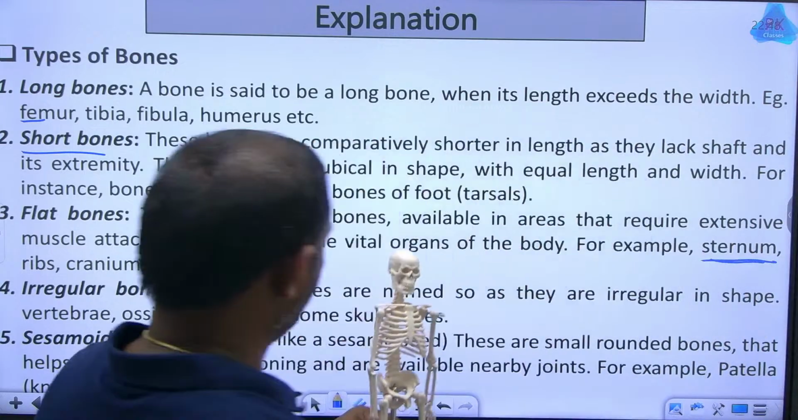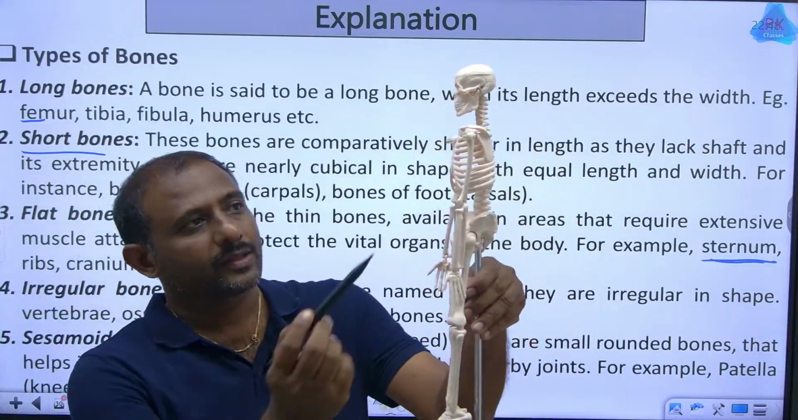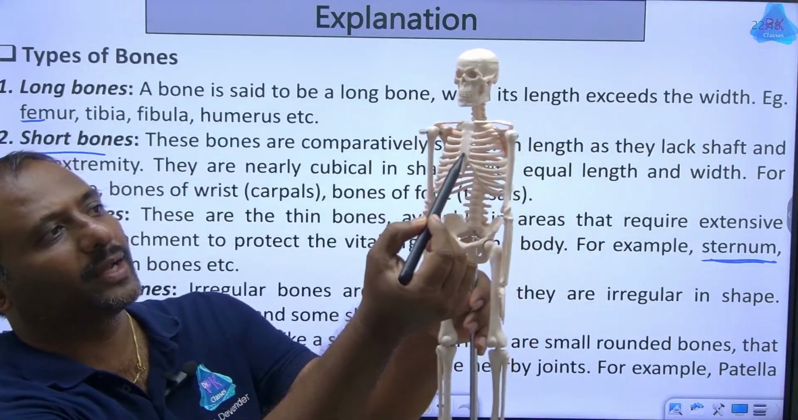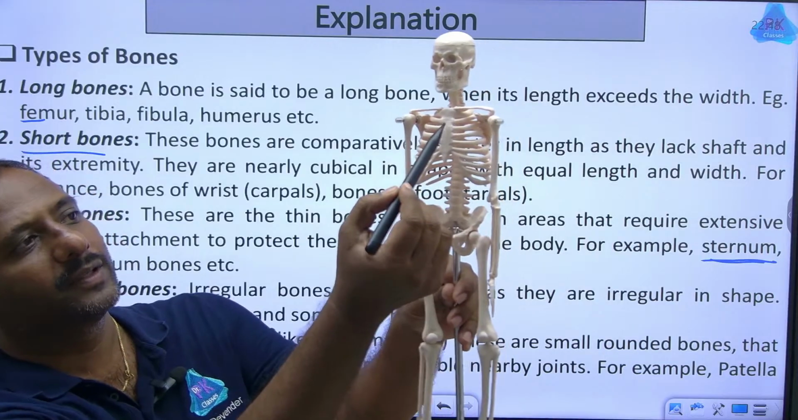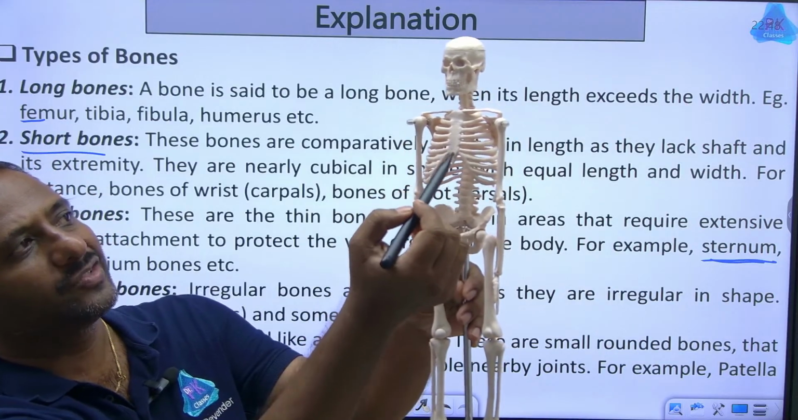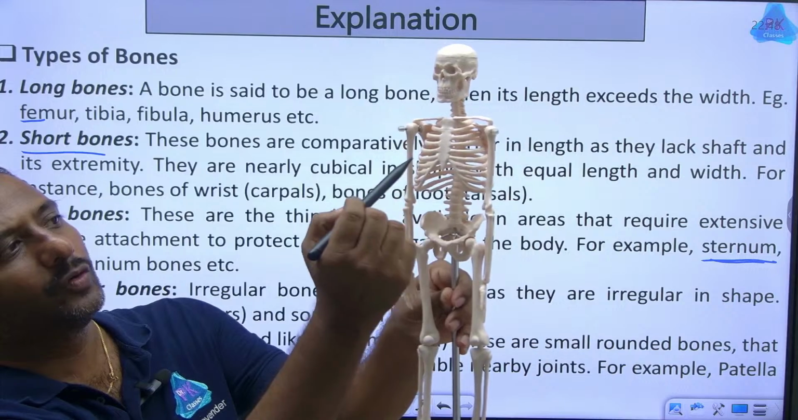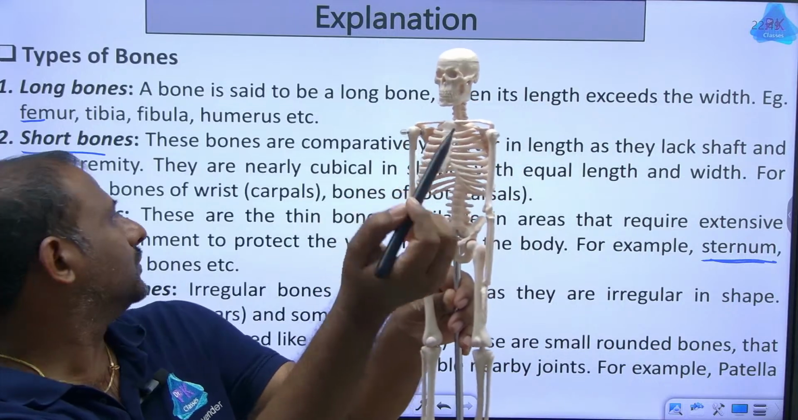So you can see here, the sternal bone. It looks like a very flat one. You can see here, the sternum, to which all the ribs are attached.